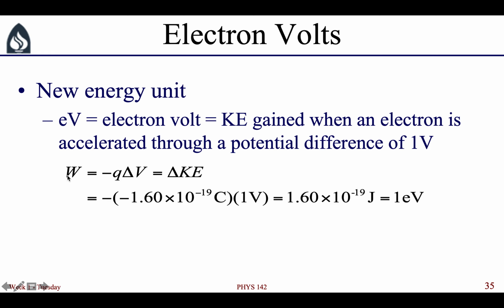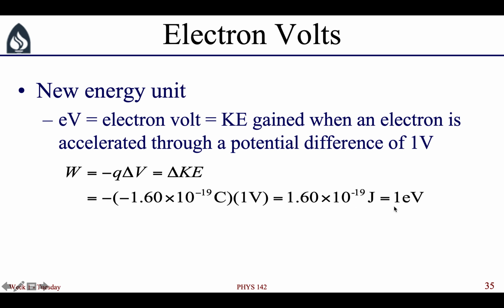That's how much work is done moving a charge through some potential difference. And if the potential difference is 1 volt and the charge is the charge of the electron, we get a change in the kinetic energy of 1.6 times 10 to the minus 19 joules.